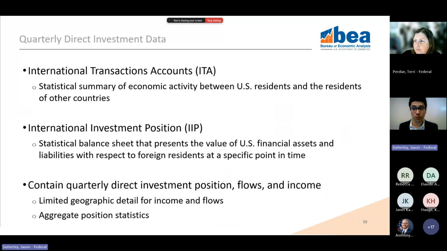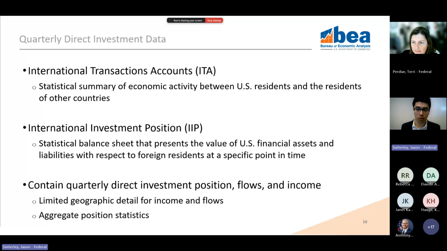So the BEA also provides additional quarterly direct investment data through the International Transaction Accounts and International Investment Position, commonly referred to as the ITA and IIP for short. So the ITA, or transaction accounts, can be described as a statistical summary of economic activity between U.S. residents and the residents of other countries. The IIP, or International Investment Position, can be described as the statistical balance sheet that presents the value of U.S. financial assets and liabilities with respect to foreign residents at a specific point in time.